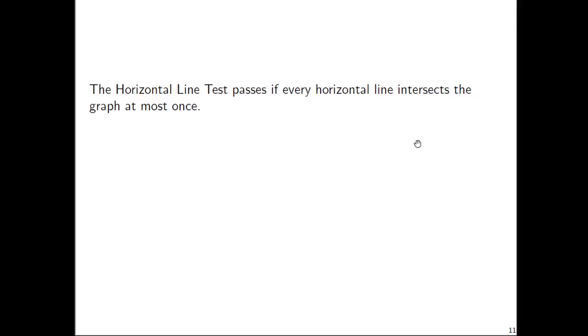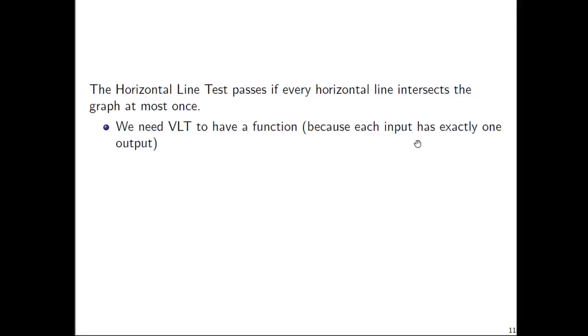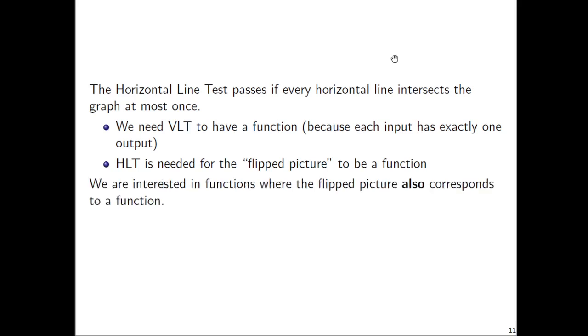Okay, so there's a new thing that we call the horizontal line test, and the horizontal line test passes if every horizontal line intersects the graph at most once. Now recall we needed the vertical line test to have a function because each input has to have exactly one output. Now the horizontal line test is what we're going to need in order for the flipped picture to be a function. So again, vertical line test to have a function, and we want, prior to flipping, the horizontal line test so that the flipped picture would be a function.